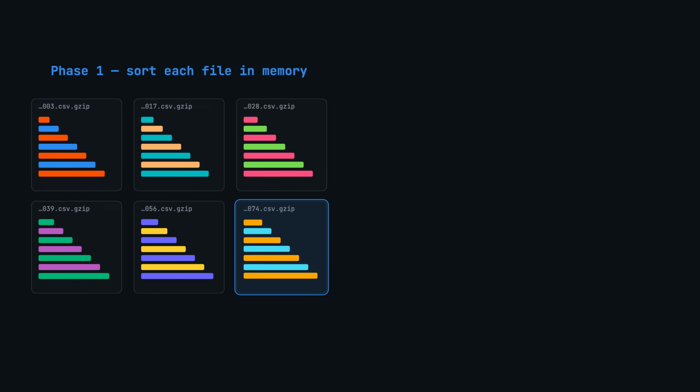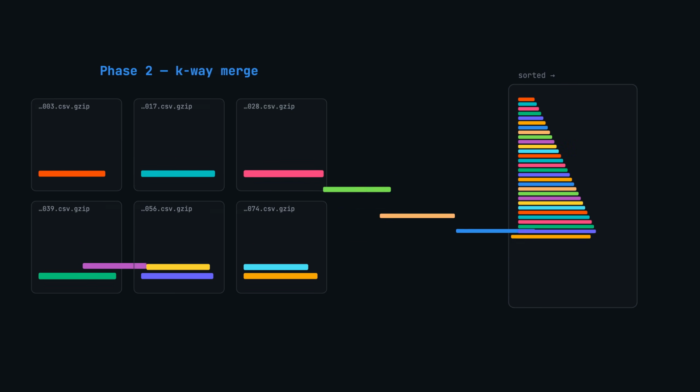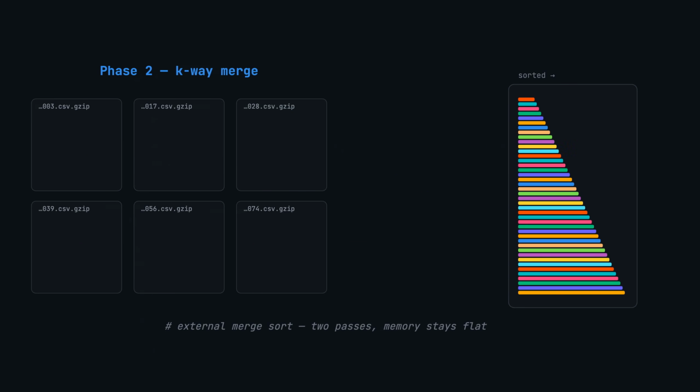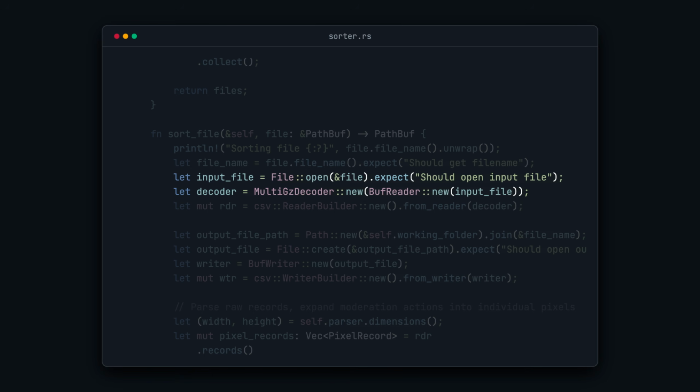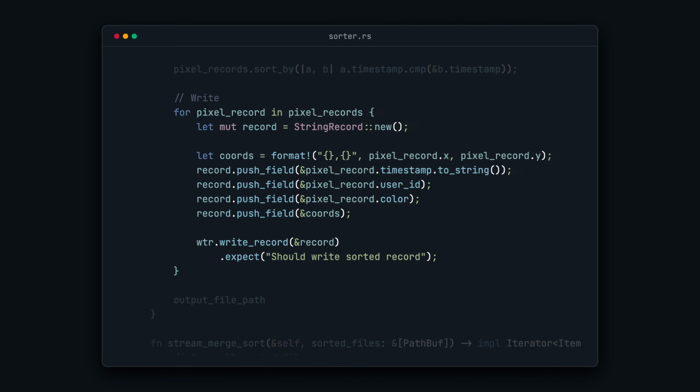So I use an external merge sort, a classic two-phase deal. Phase 1. Open each gzip file, decompress it, sort that one chunk in memory, write it back out as a sorted intermediate. Do that for every file.